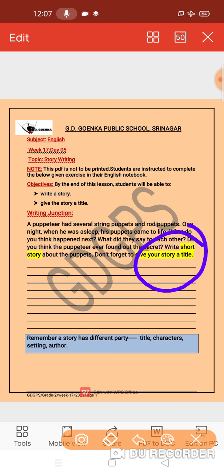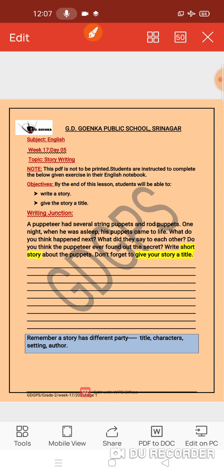You have to give a title to the story as well. Okay, everybody understands? You have to give a title. You have to write about the characters, the puppets. What do you think they did? And other things as well.